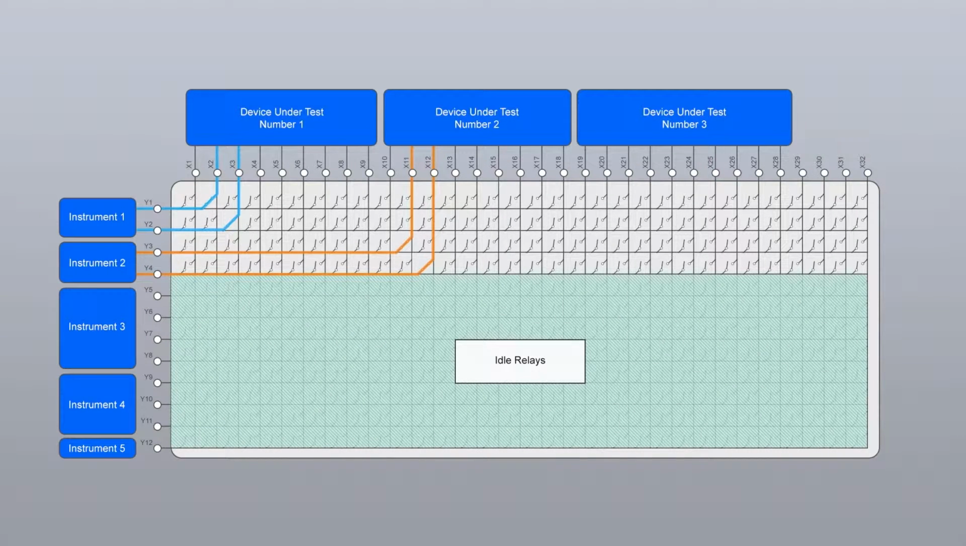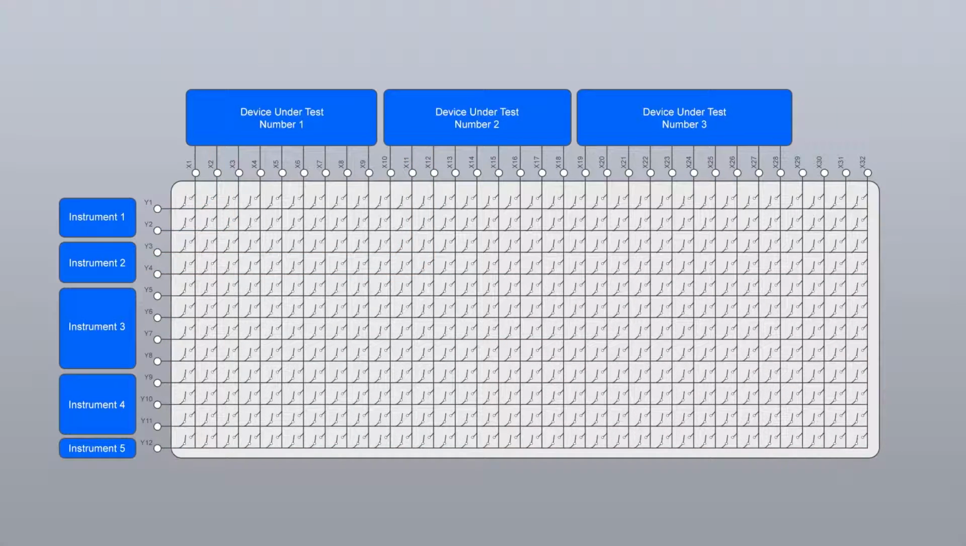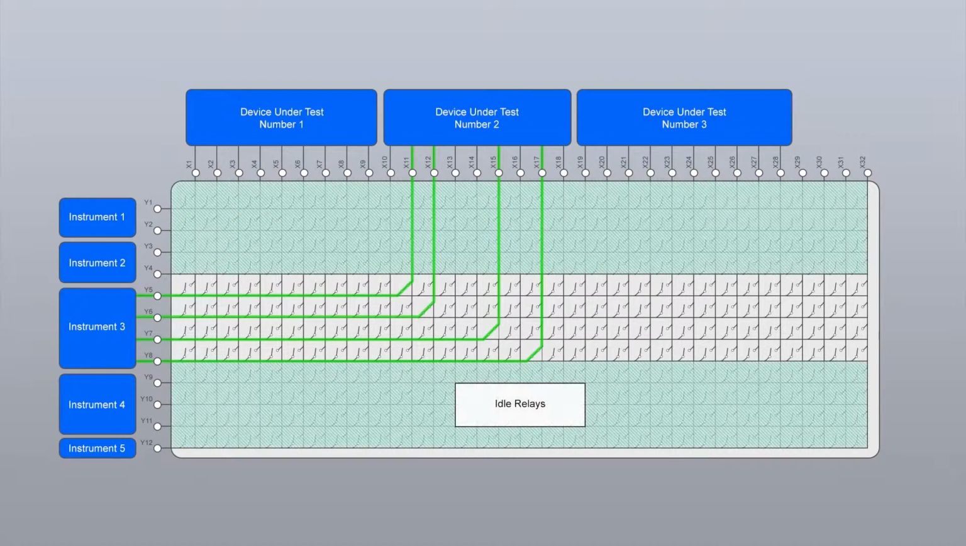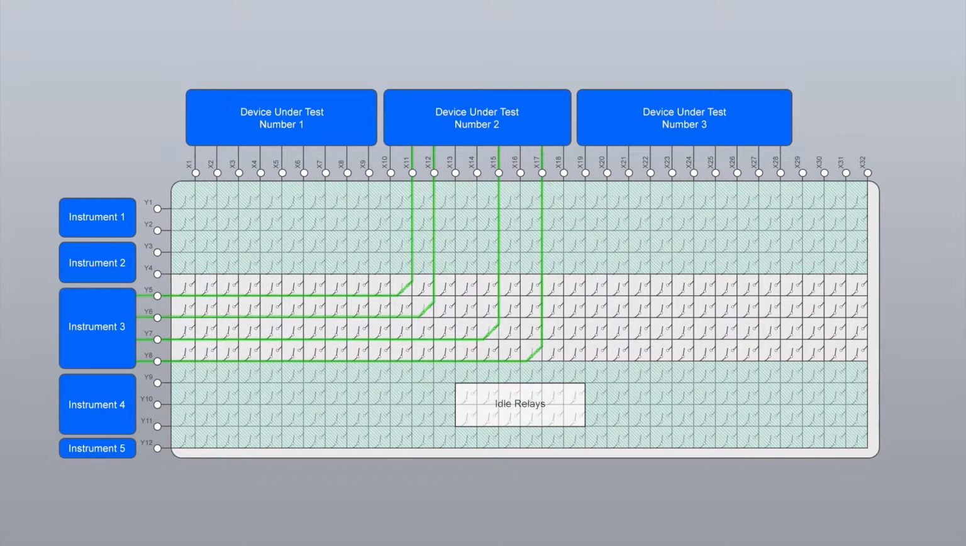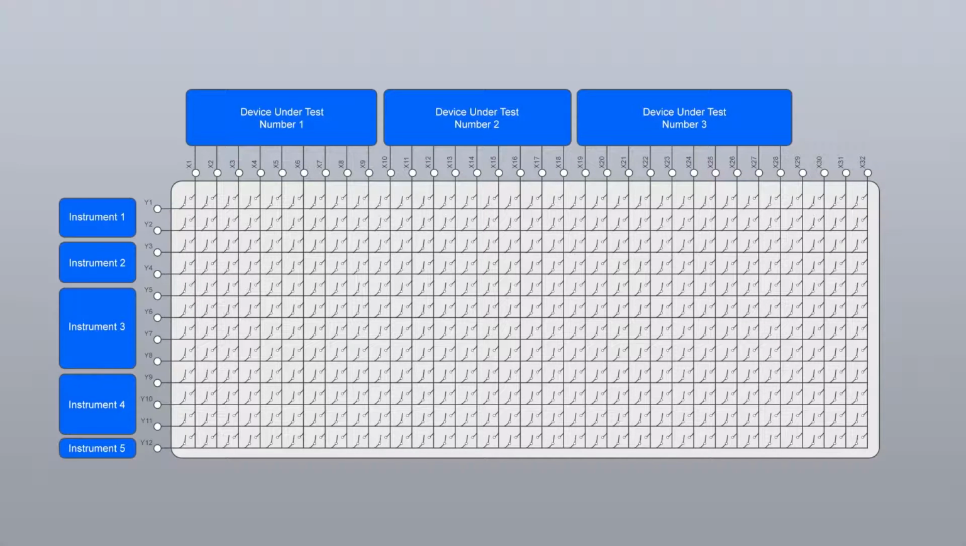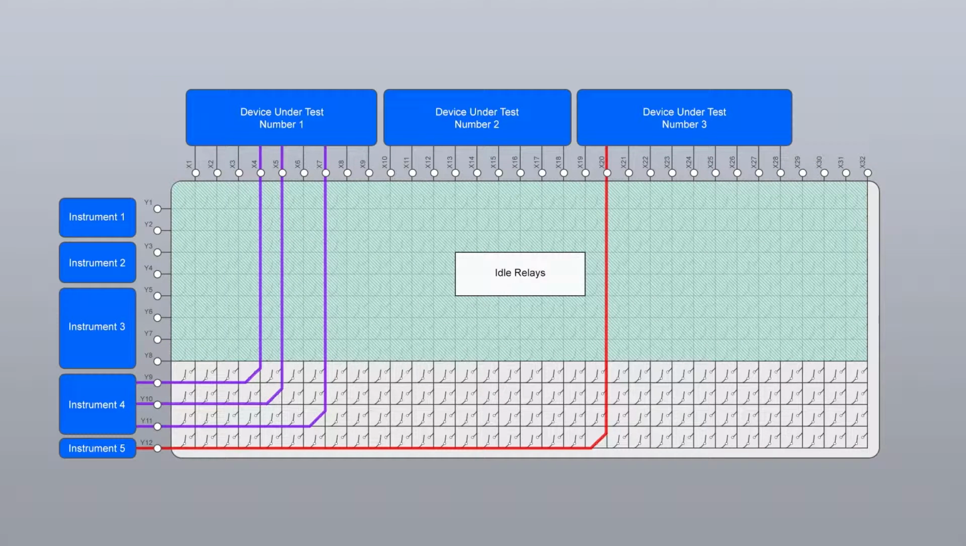Although it is easy to visualize a matrix with instrumentation and device under test connections on separate axes, this is not always the most efficient way of doing things, especially when a large number of instruments are required. If each instrument has a dedicated matrix row, and only one or two instruments are used at the same time, there are a large number of relays standing idle throughout the test procedure. These relays cost money and should be employed as much as possible.